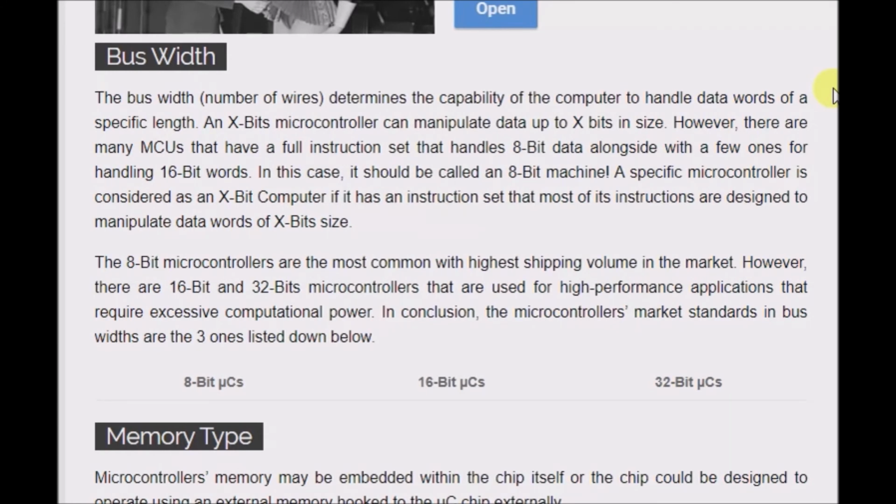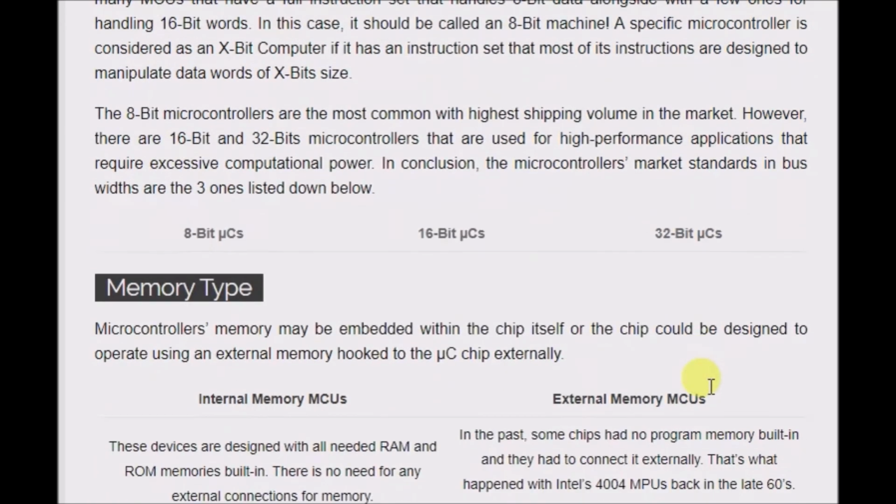The 8-bit microcontrollers are the most common, with the highest shipping volume in the market. However, there are 16-bit and 32-bit microcontrollers that are used for high-performance applications that require excessive computational power. In conclusion, the microcontroller market standards for bus widths are the three listed below: 8-bit MCUs, 16-bit MCUs, and 32-bit microcontrollers.